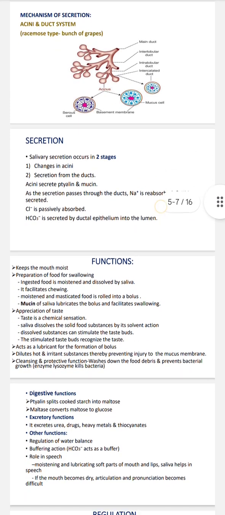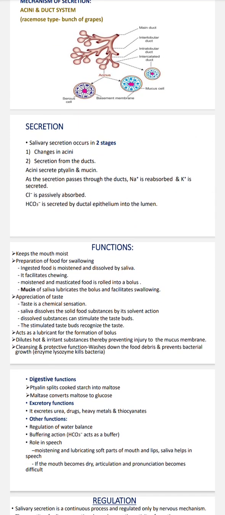Salivary secretion occurs in two stages: changes in the acini, and secretion from the ducts. The acini secrete ptyalin as well as the mucin enzymes. As these secretions pass through the ducts, sodium gets reabsorbed and potassium is secreted. Chloride is passively absorbed, and bicarbonate is secreted by the ductal epithelium into the lumen.